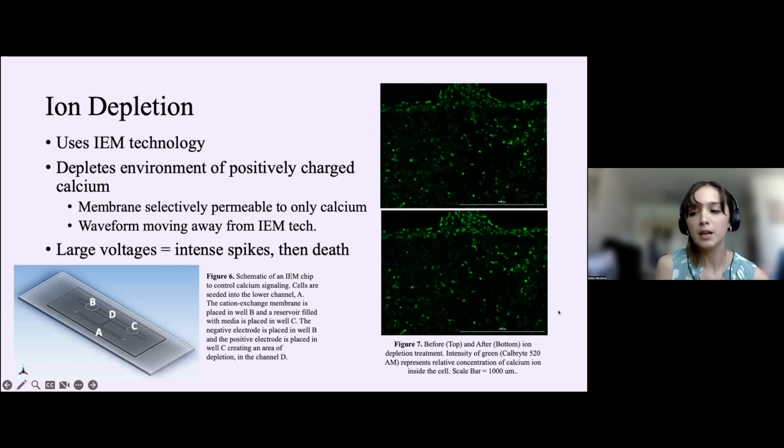One of the main portions of the project, which took the longest because we believed this was the most important part of our project, was ion depletion. IEM technology is where we have current running through two different electrodes. The negative electrode, I believe, has a membrane that is selective only to calcium ions, so that the calcium ions can flow as close as they can to the electrode and kind of get stuck there. So it's depleting the environment slowly but surely as it goes on.